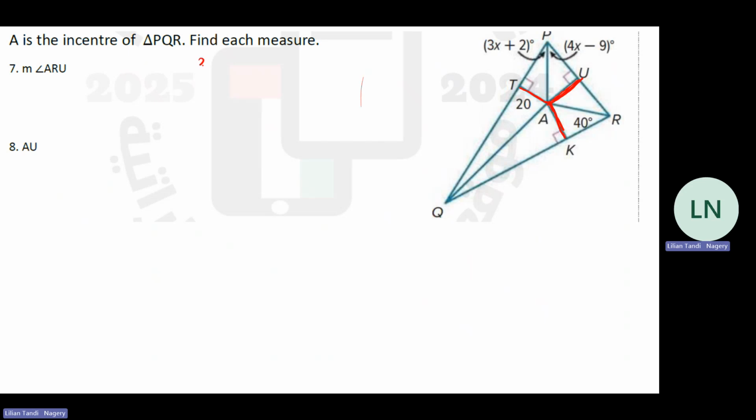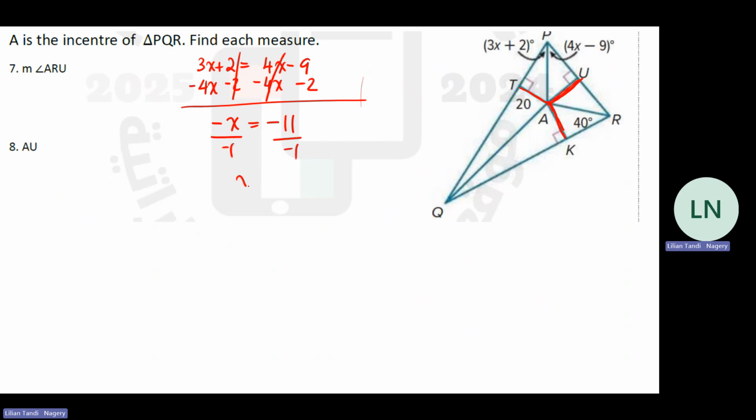So we start there. 3x plus 2 equals 4x minus 9. Subtract 4x, subtract 4x, subtract 2, subtract 2. This goes, negative x equals negative 11. Divide by negative 1, divide by negative 1, x is 11.